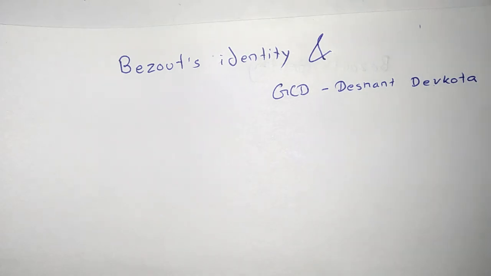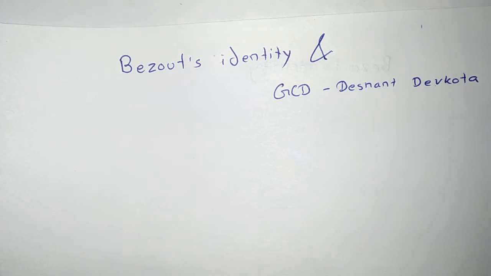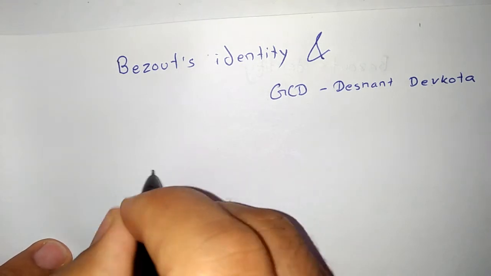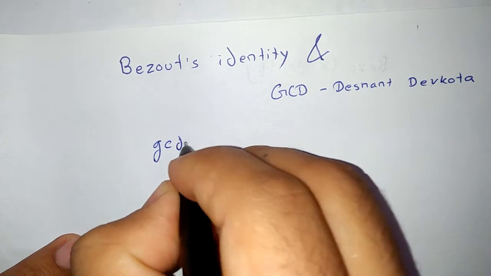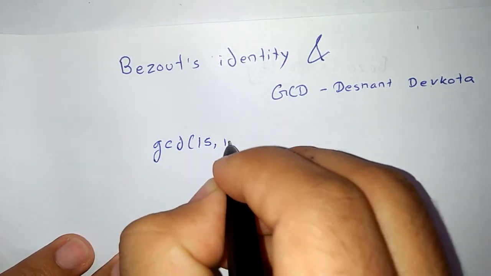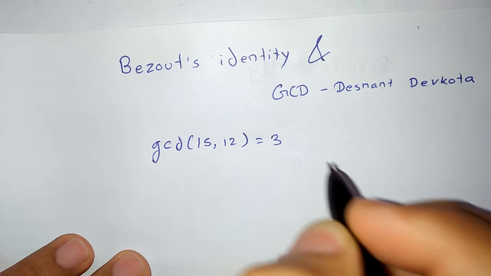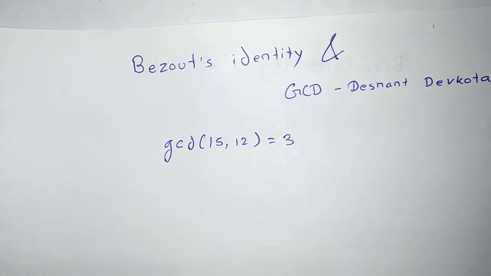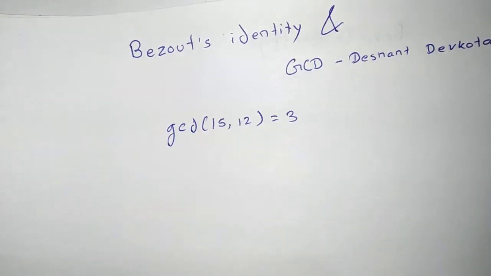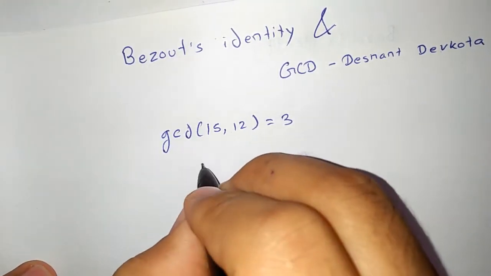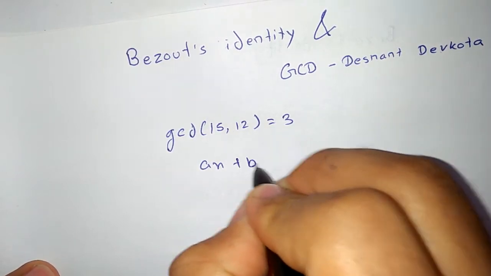So let us suppose two numbers, and let us produce all the linear combinations for those two numbers. Suppose the two numbers are 15 and 12, and we know the GCD of these two numbers is 3. So let us produce all the linear combinations for 15 and 12 first. Linear combinations are going to look something like this.